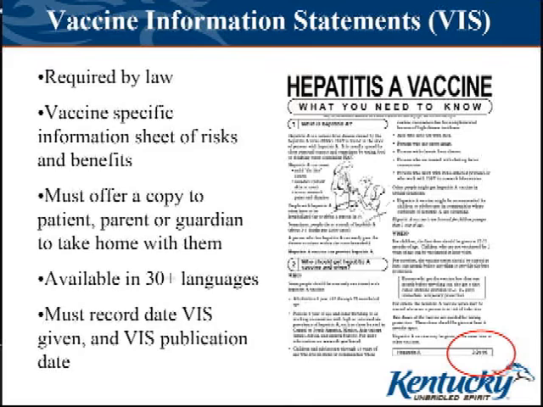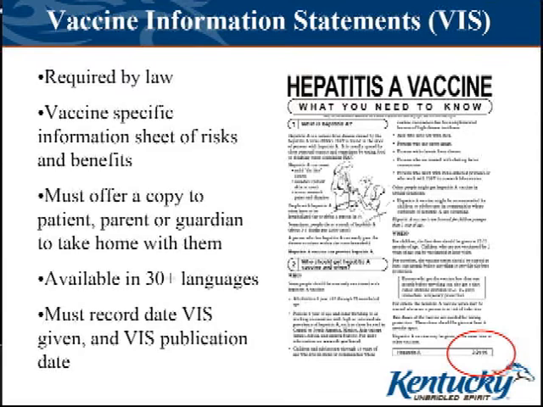Vaccine information statements are the statements that you're going to use to educate your parent or guardian on each vaccine. These statements are required by law; you must give a parent a copy for them to take home. You must offer it to them in the language that they read. Please don't assume that if someone from another country communicates with you fairly well in English, they can read English. Give them the vaccine information statement in their own language.